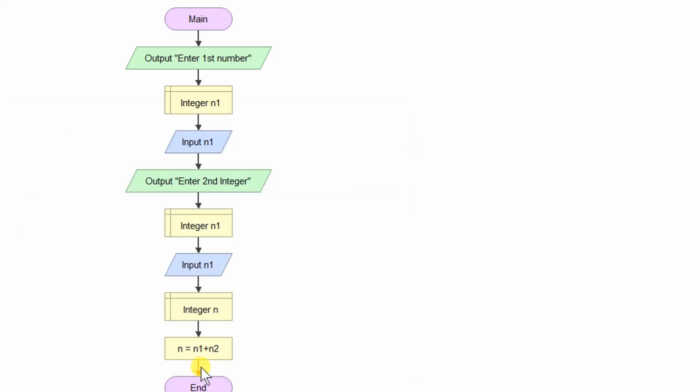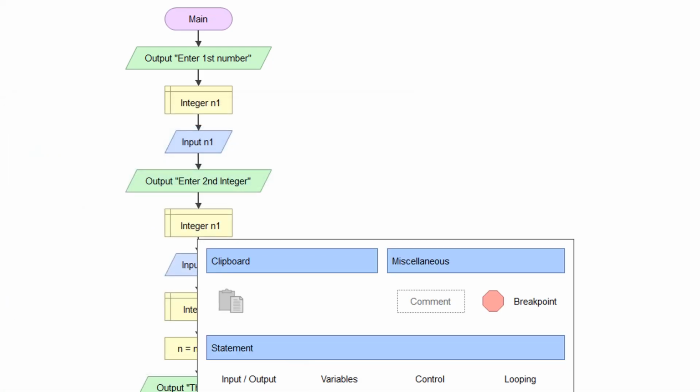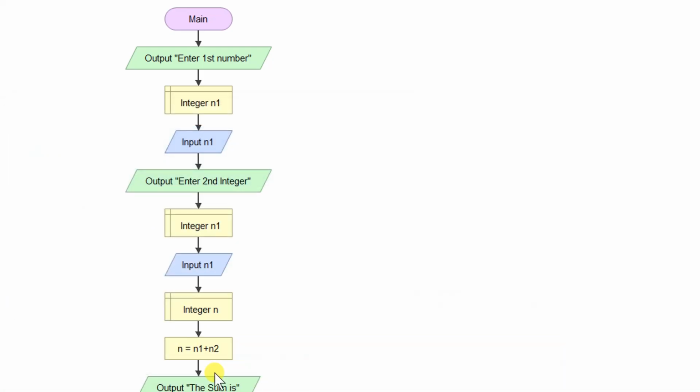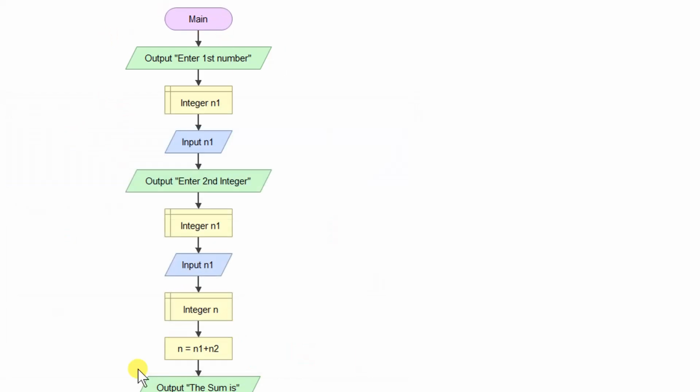The last statement is an output statement. Here I will write the sum is, and what is the sum? The value I need is n. The sum is n. Now the algorithm is done, the flowchart is done, but what is new in this particular software?